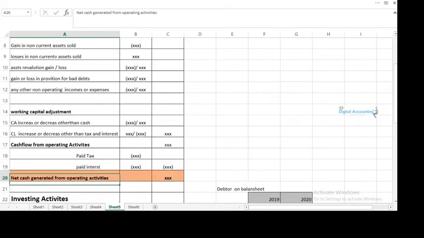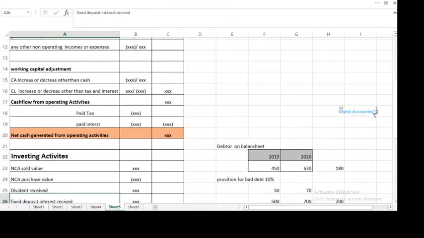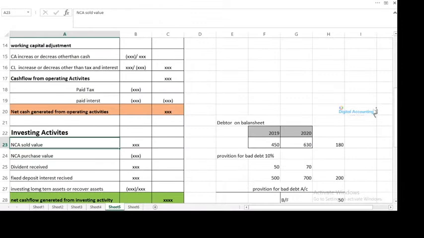After those adjustments you will get the net cash generated from operating activities. This is only the difference between the direct method and the indirect method. The investing and financing activities are the same in both methods. They only differ in operating: in the direct method the inflows are calculated directly, but in the indirect method they are not directly calculated. From the profit we adjust for non-cash expenses. Here we can see the investing activities. There are different types of investing activities.